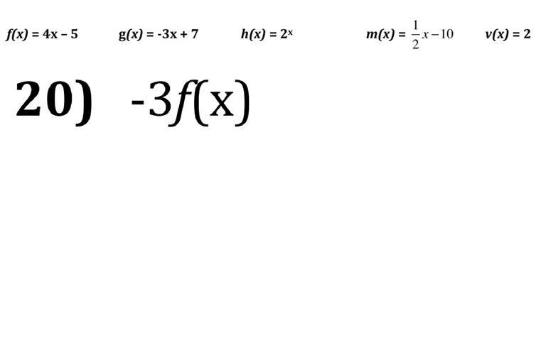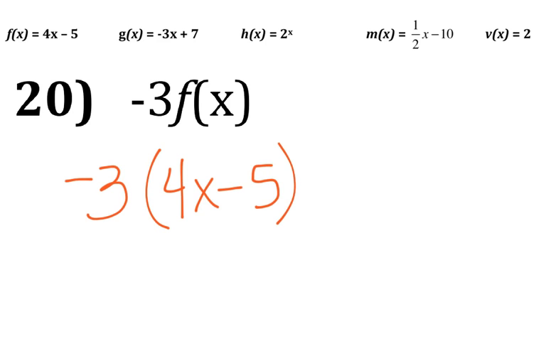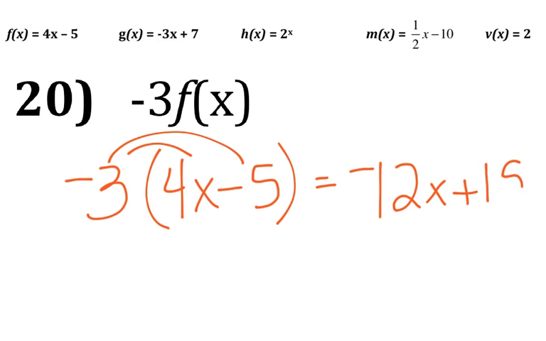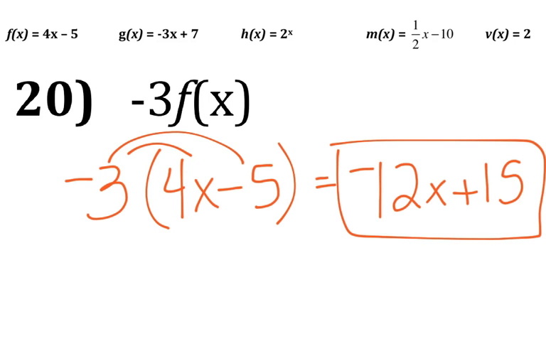Number 20. -3 times f of x. If you'll just write it like it says, and then in this case we're going to distribute, and that's my answer. There's nothing else I can do. I can't put those together. I don't know what x is, so that's what I'm going to do.